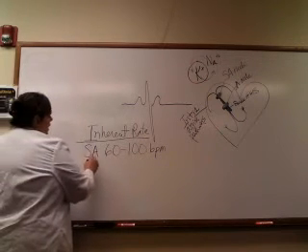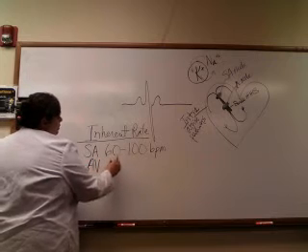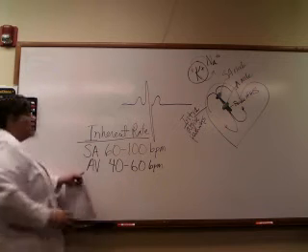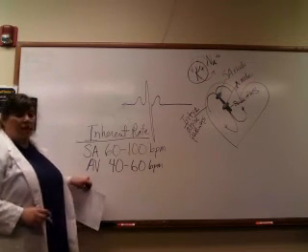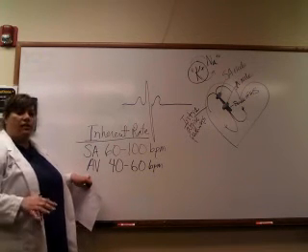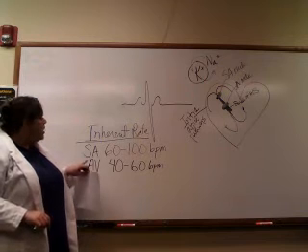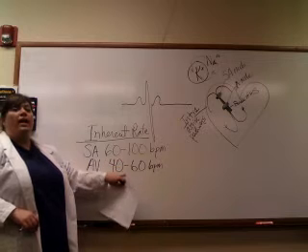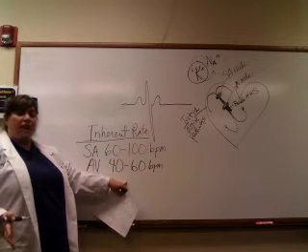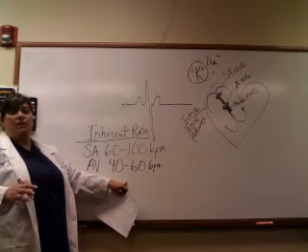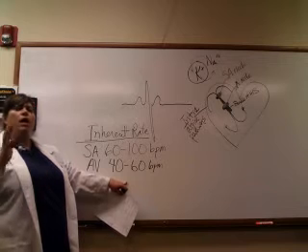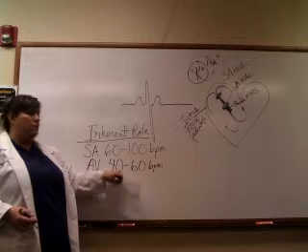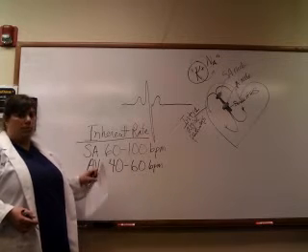Now, the inherent rate of the AV node is 40 to 60 beats per minute. So when you have the AV node as the driving factor, and that's the one starting the electrical conduction pathway, the AV node fires at a slower rate. And so when I have a heart rate of, say, 45, just right there, that's a piece of the puzzle that may make me go, I wonder if I have a problem with my starting point. Maybe I have the AV node as my starting point.